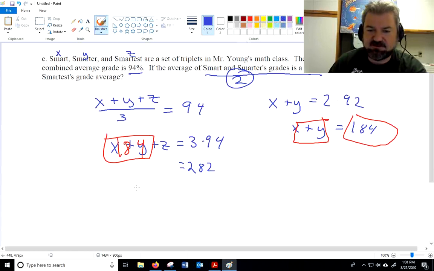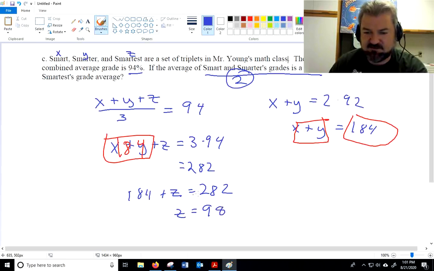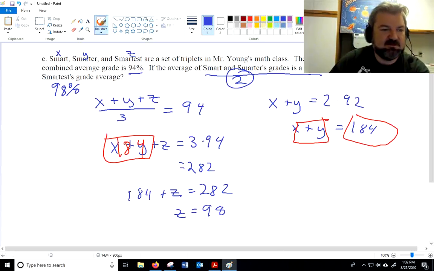So what I can see is that I have, in this problem, 184 plus my unknown score for the third person has to equal 282. And I think you can figure out what that means. That's going to be a 98, right? It'd be 284 if it was 100, so it must be a 98. So we know Smartest was named well because she's got a 98% average.